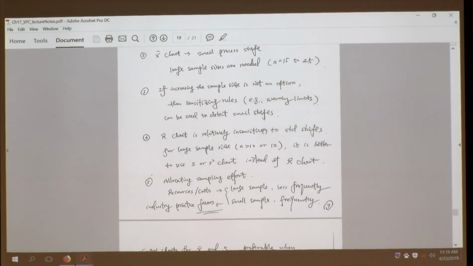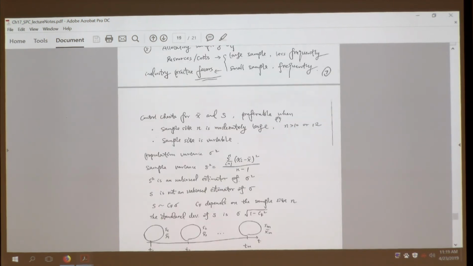The R chart is relatively insensitive to standard deviation shift for large sample size. It will be better to use the S chart instead of the R chart. I'm going to talk about the S chart on the next page. Now, allocating sampling effort, based on the resources or cost we can afford: a large sample less frequently, or a small sample more frequently. Most of the time, industry practice favors small samples and more frequent observations.